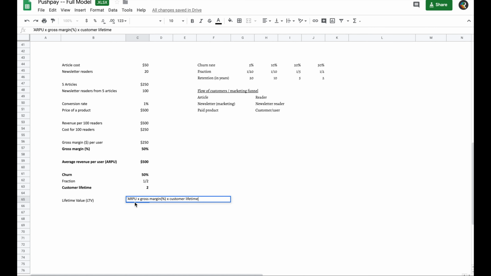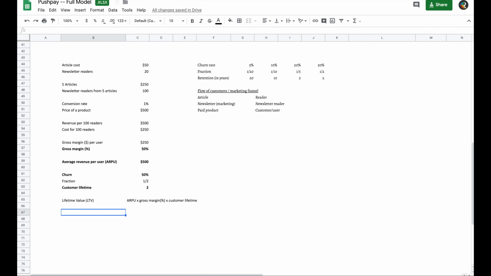This effectively tells us how much revenue we get from them, what our profit margin is on that revenue, and how long they stay with us. Because if we've got a 50% churn rate or 50% retention, what we're effectively saying is the person gives us revenue today, then 50% next year, then 50% of that figure the year after, and so on and so forth. And we can estimate that with this simple formula.